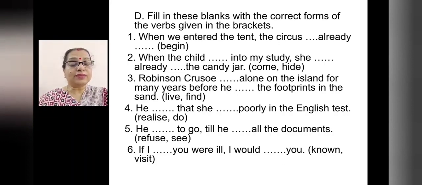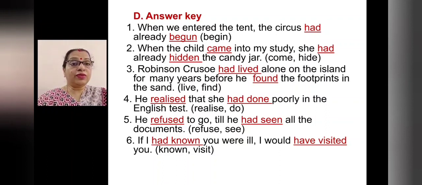Check the answers now. So first one, what will come? Begin is given. So, had begun. And then second one, when the child came into my study, she had already hidden the candy jar. Okay. Then here, live and find are given. So Robinson Crusoe had lived alone. And here next one, he found the footprints in the sand. He realized that she had done. Do will become had done.